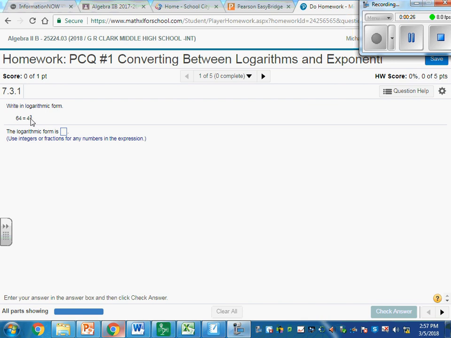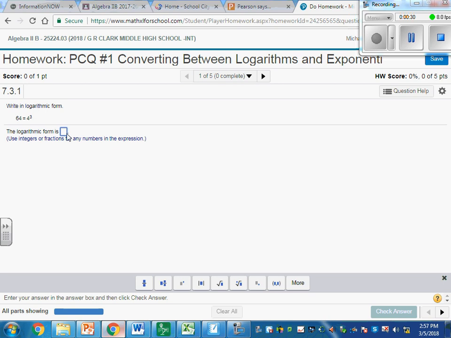We have 64 equals 4 to the third. So what we want to do is write this as a logarithm. Log base b, what's my base? My base is 4. So I'm going to type in log. To do the base, we can't just type in a 4, because what you're saying here is take the log of 4, and that's not what we're intending to say. We want to say log base 4.